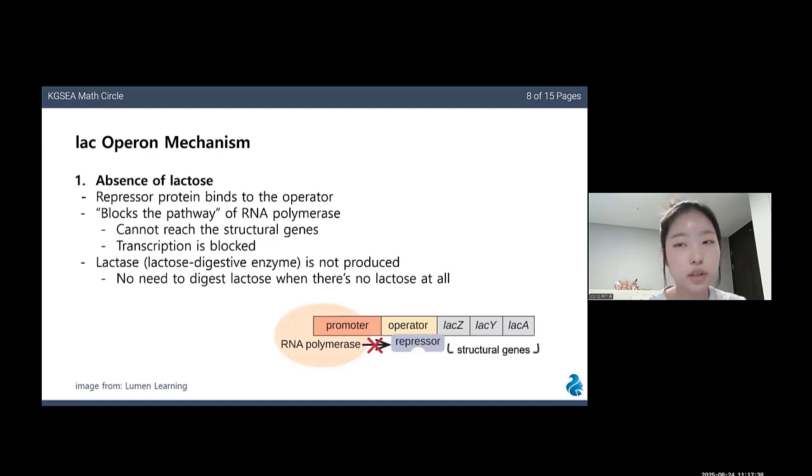First, what happens when there's no lactose? The repressor protein is produced by the regulatory gene. This repressor binds the operator, which is between the promoter and the structural genes. Because of this, RNA polymerase is blocked. It can't reach the genes to start transcription. So no lactase enzyme is produced. This is because if there's no lactose to digest, there's no reason to make the enzymes that digest it. This is how operons save energy.